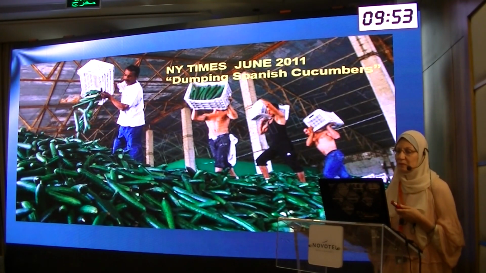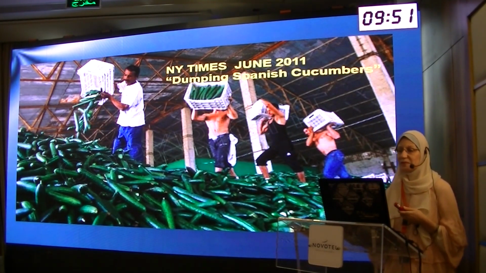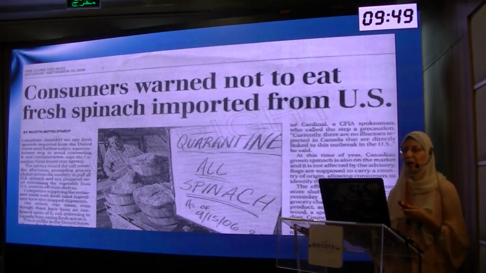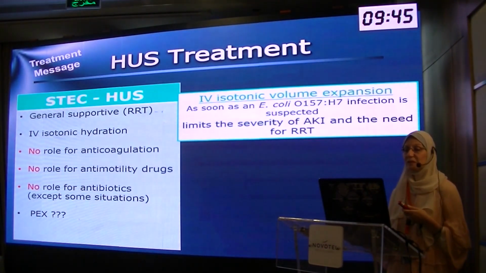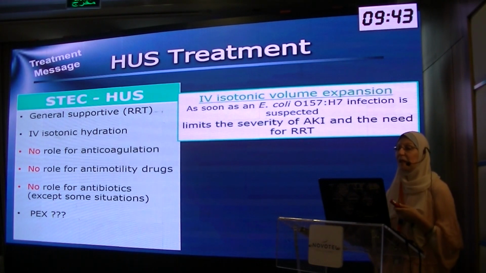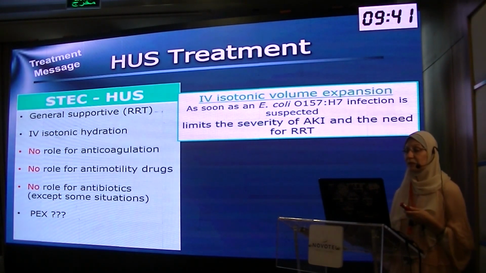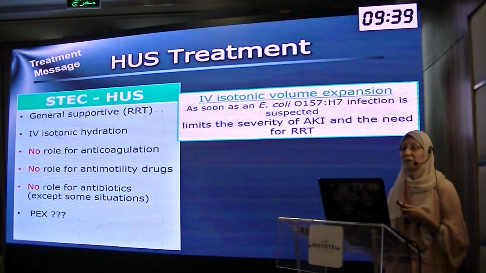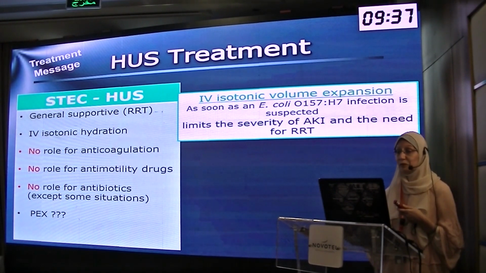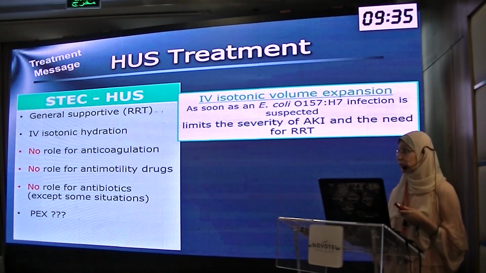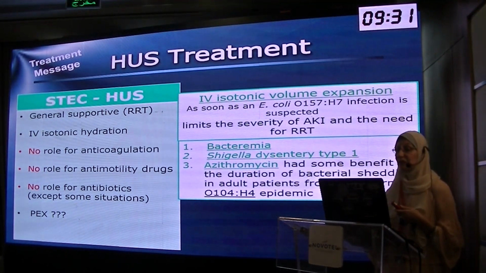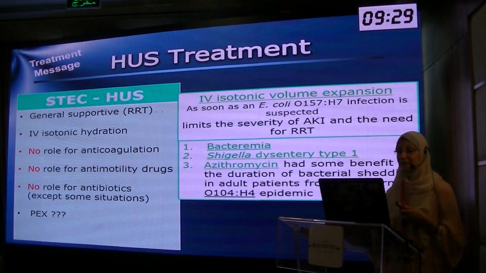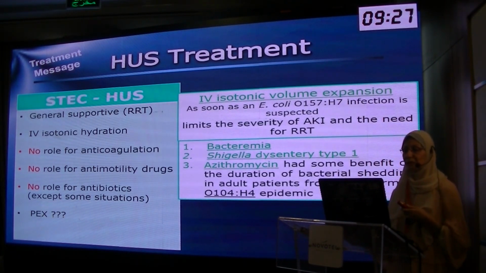or contaminated water, as for instance occurred in Spain before. And the treatment is going to be a general supportive treatment with intravenous isotonic hydration that can limit the severity of AKI and the need for renal replacement therapy. There is no role for anticoagulation, no role for anti-motility drugs, and no role for antibiotics, except perhaps in the presence of bacteria, Shigella dysenteriae type 1, and azithromycin had some role in the German epidemic.